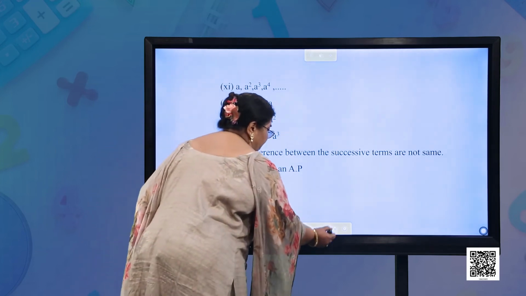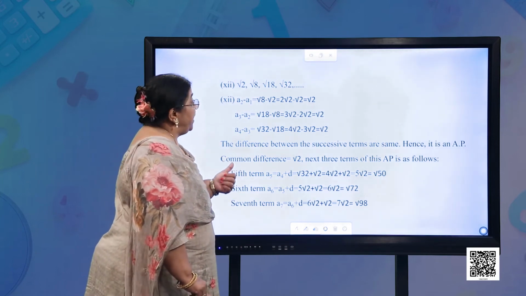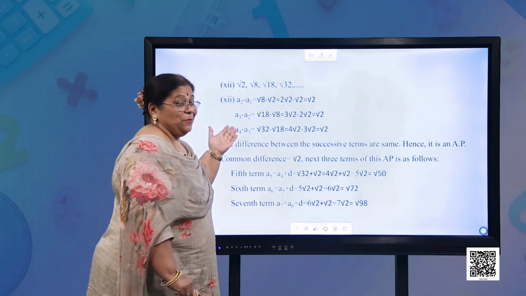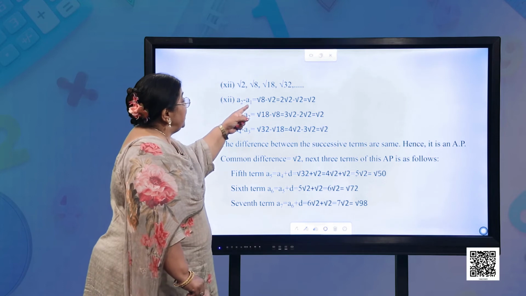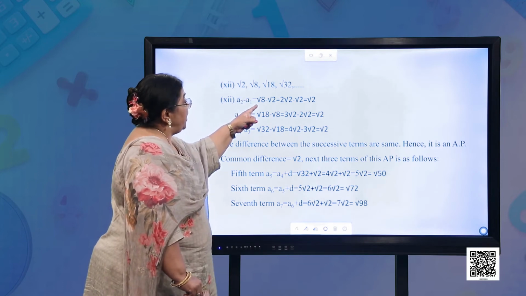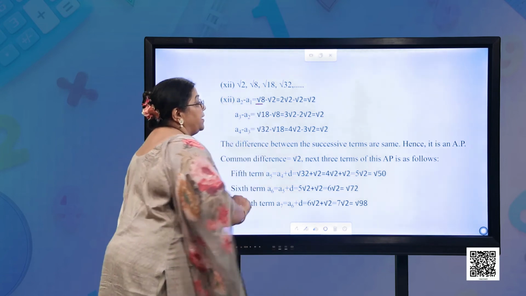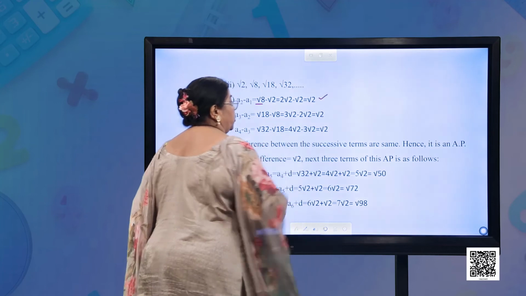Let us do the next part. It is square root 2, square root 8, square root 18 and square root 32. This has appeared in board exams many times. Observe very carefully. What is A2 minus A1? It is square root 8 minus square root 2. How can I write square root 8? I can write 2 root 2 minus root 2, that gives me root 2.